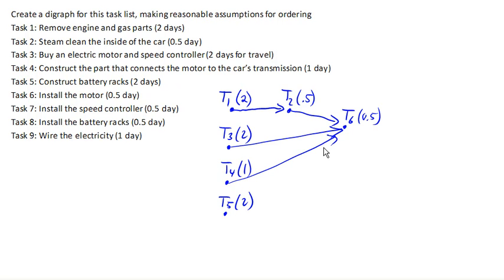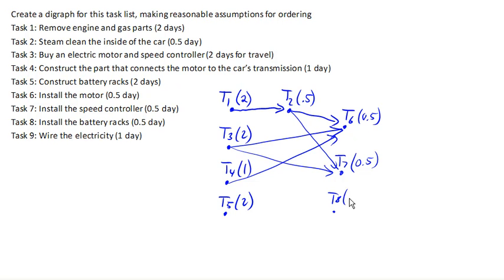So task seven, we need to install the speed controller. Let's see, what do I need to do in order to install the speed controller? I don't really know, but I'm going to guess that we're going to need to have that steam cleaning done, and chances are we're going to need to have bought the speed controller. So we definitely have a requirement there. How about task eight, installing the battery racks, which is going to take half a day.